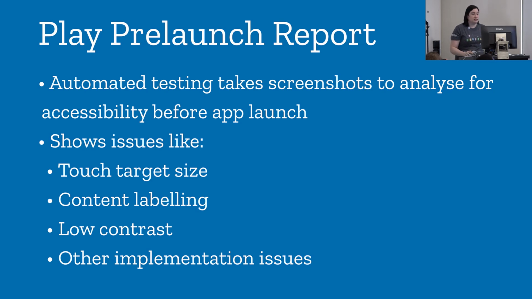Okay. And then the pre-launch report is something that you can get on the Play console. It has an accessibility section. So before you launch your app, you can actually see if there's any accessibility issues. So once you've uploaded your app, you can take screenshots. Well, it takes screenshots for you. It runs through your app, and it identifies some accessibility issues for you, such as touch target sizes, content labels that aren't there, low contrast, and other stuff.